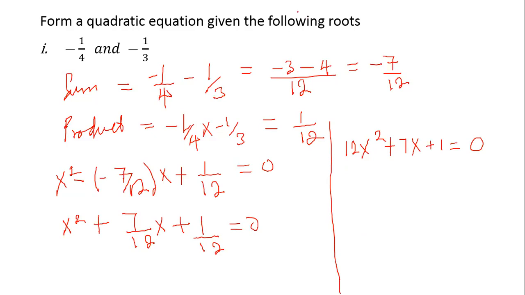So that would be how to find the quadratic equation when we are given roots that are in fractions, or which require us to use the lowest common multiple.